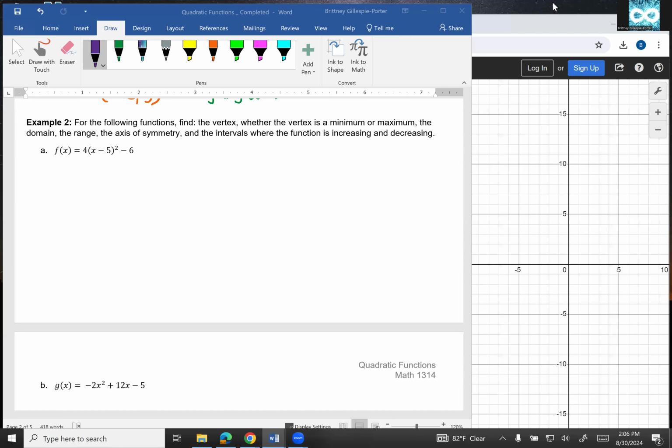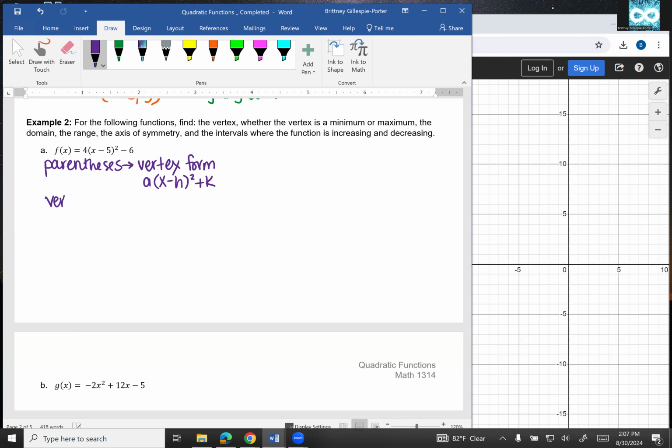Okay, let's talk about quadratic functions where you're just given the equation instead of the graph or the sketch. The first thing you need to do is figure out if you have vertex form or standard form. In this case, we have parentheses with something squared, which means that we are in vertex form. Vertex form is important because it is a times x minus h quantity squared plus k.